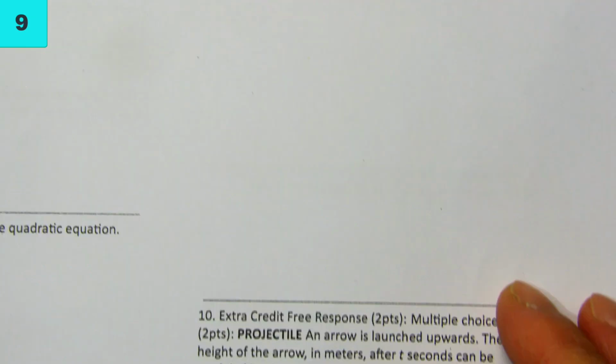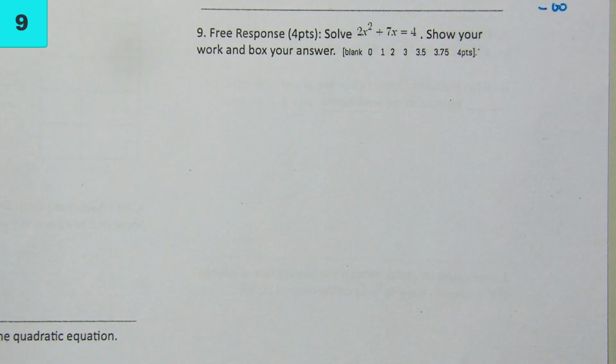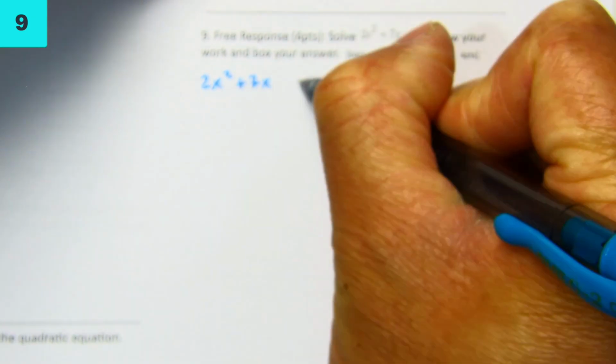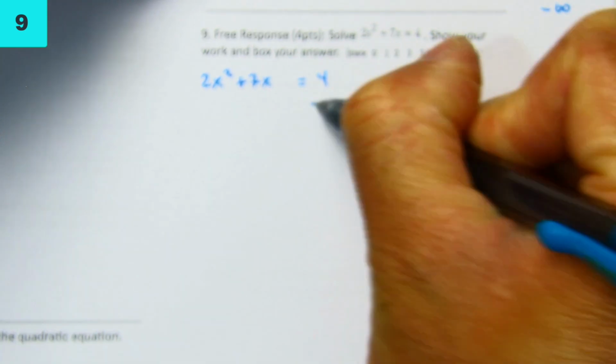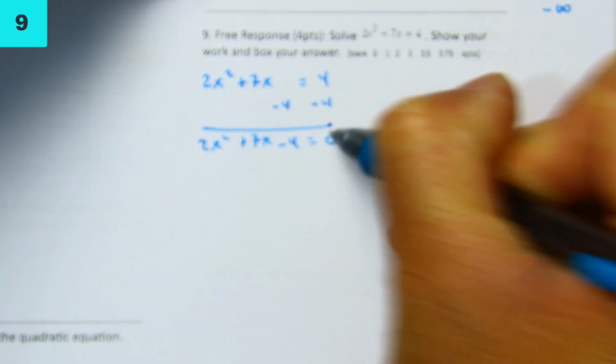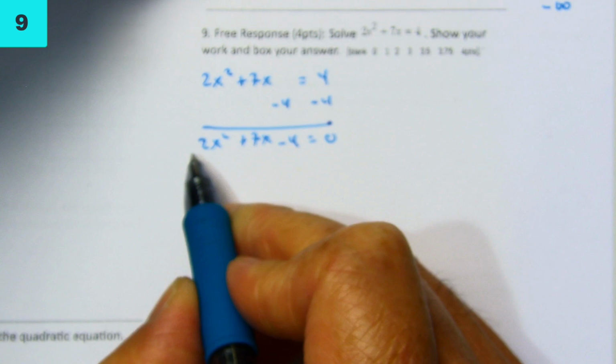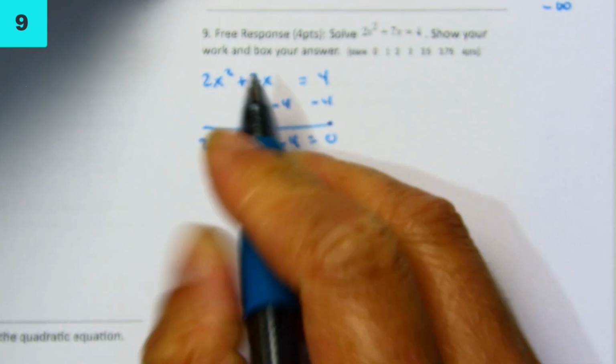Alright, question number 9 here for your response question. Solve 2x squared plus 7x equals 4. Sorry about that, it's going to get better. Okay, for solving, I'm going to set it equal to 0. So I subtracted 4 here. 2x squared plus 7x minus 4 equals 0. And now it's set equal to 0. I'm going to try a shot at factoring.